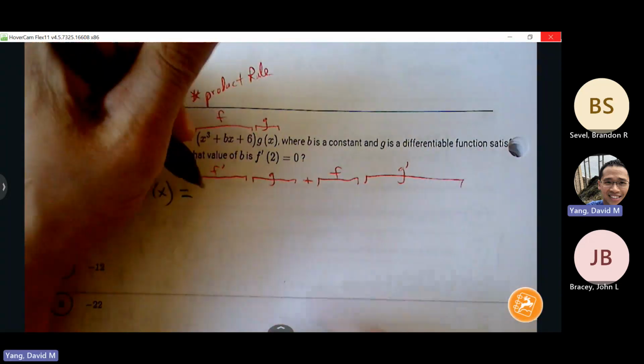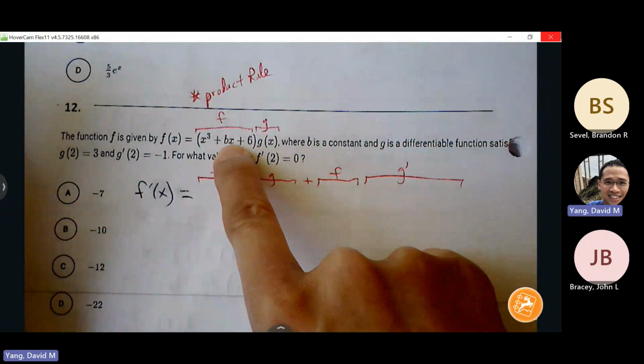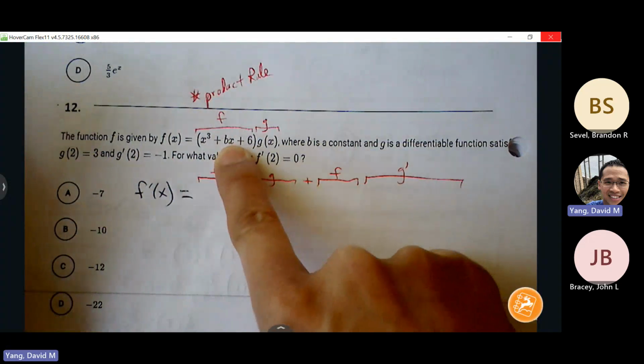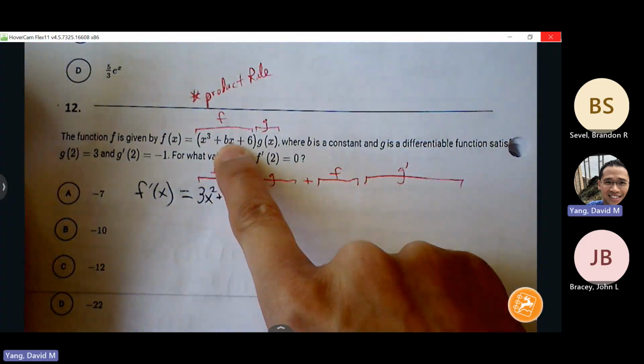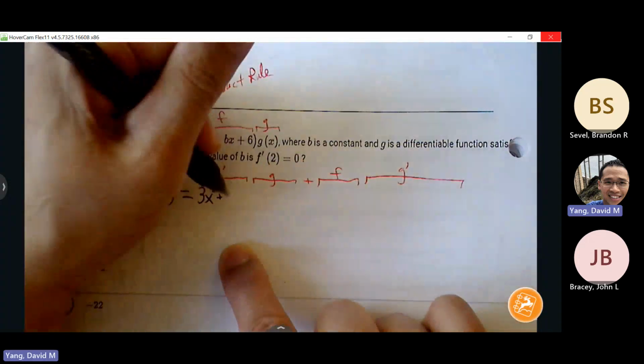Okay, f prime. Remember, treat b like you would if it was just a number, like a 3 or 5 or 6. 5x's derivative is 5, so bx's derivative is just b.